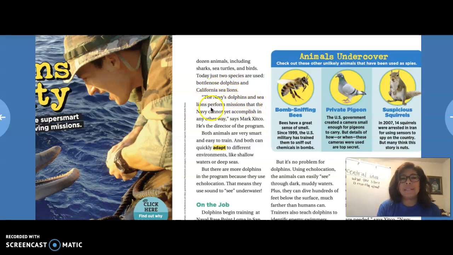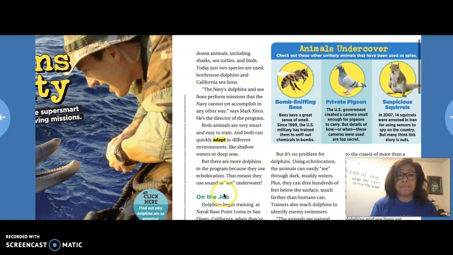The Navy dolphins and sea lions perform missions that the Navy cannot yet accomplish in any other way, says Mark Zitko. He's the director of the program. Both animals are very smart and easy to train, and both can quickly adapt to different environments, like shallow waters or deep seas. But there are more dolphins in the program because they use echolocation. That means they use sound to see underwater.